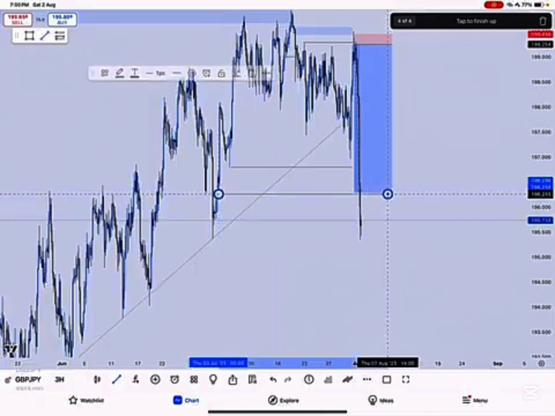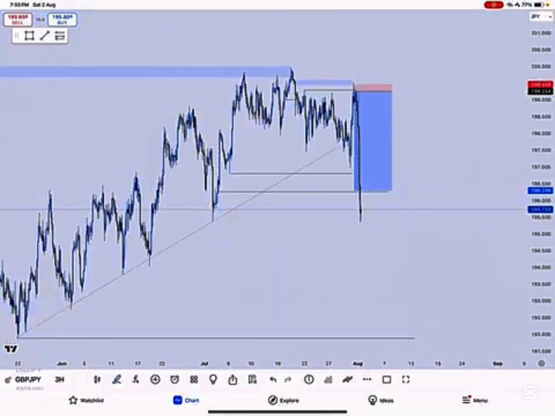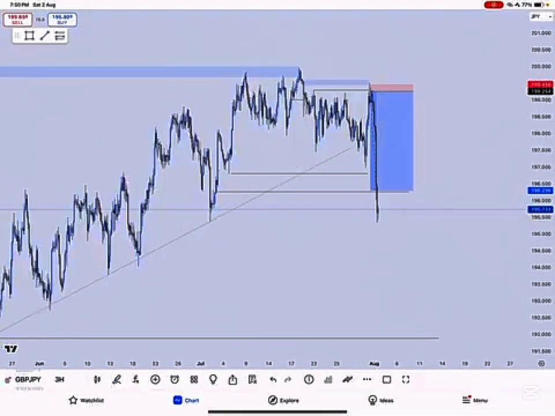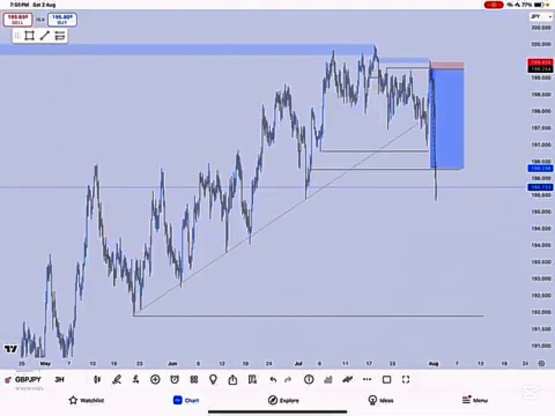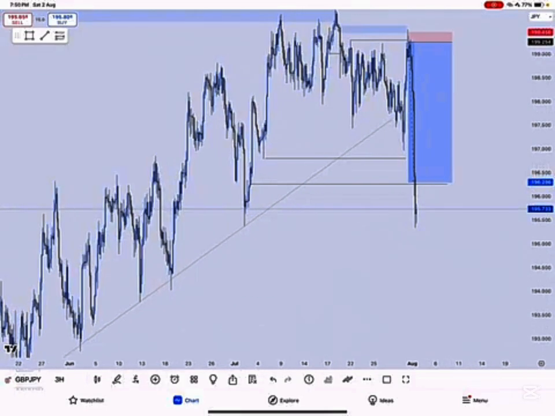I knew that price wouldn't actually buy from here, so I just targeted to take my profit at that order block level, because price was already bearish and there's no point looking for reversal trades to the upside when there's trend line liquidity here to be cleared. So that was where my take profit level was.